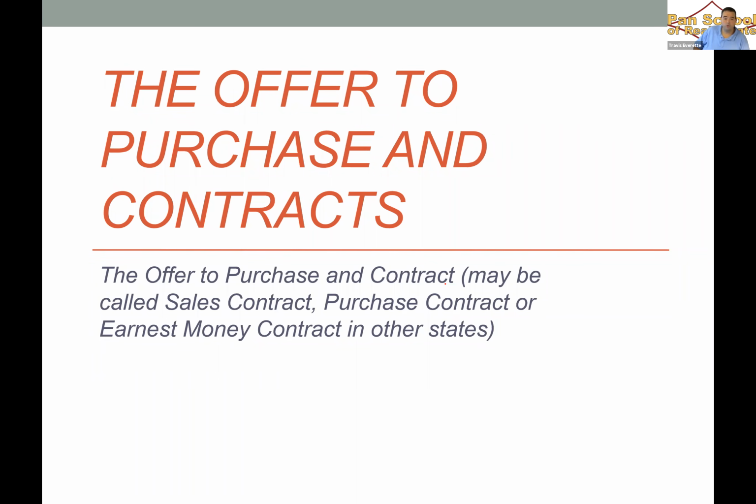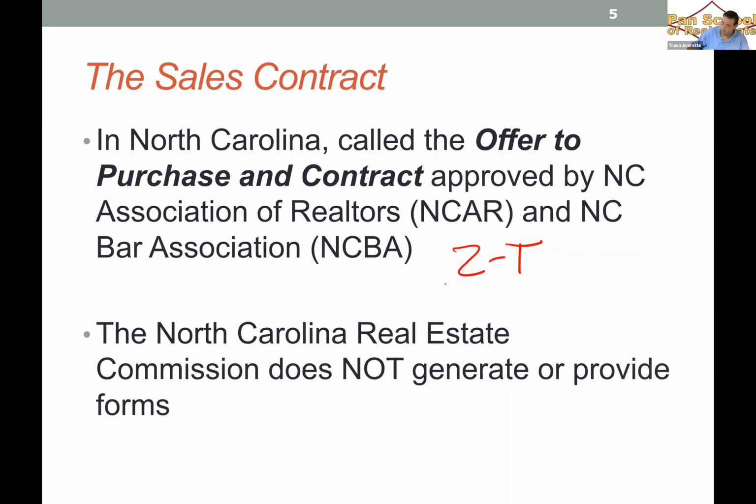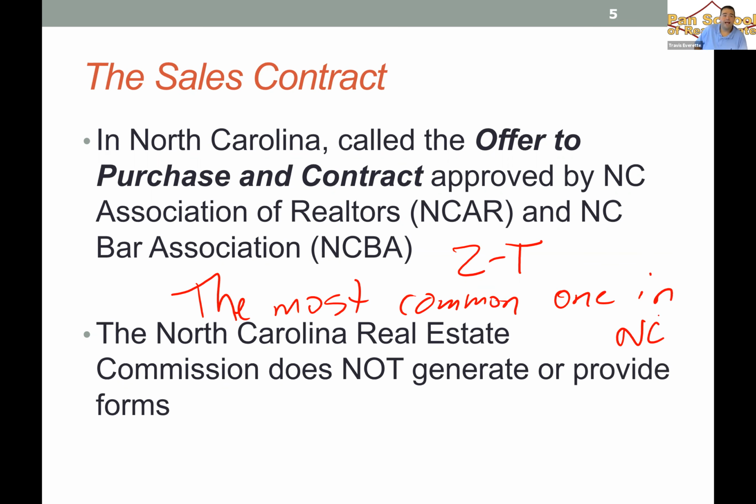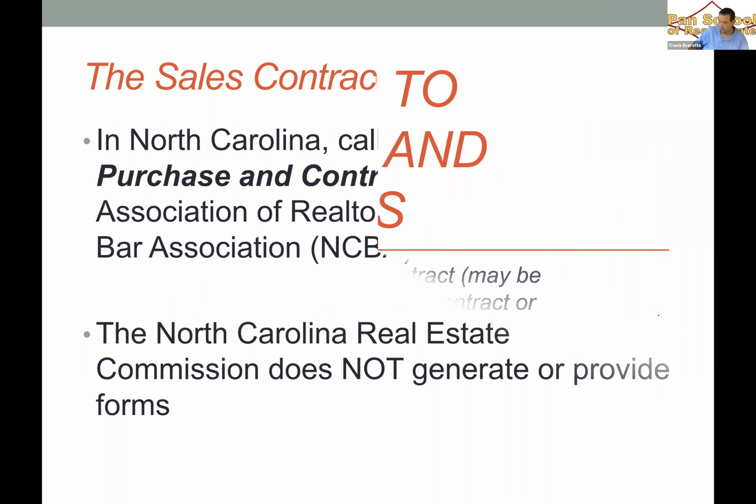So why do we focus on this one contract? We focus on this one from NC Realtors simply because it is the most common one in North Carolina. Nine times out of ten, if residential property is being bought and sold in North Carolina, the contract that's being used is the contract that comes from NC Realtors. And that's why we focus on it in class, because it is the most common one. It's the one you're most likely to encounter.